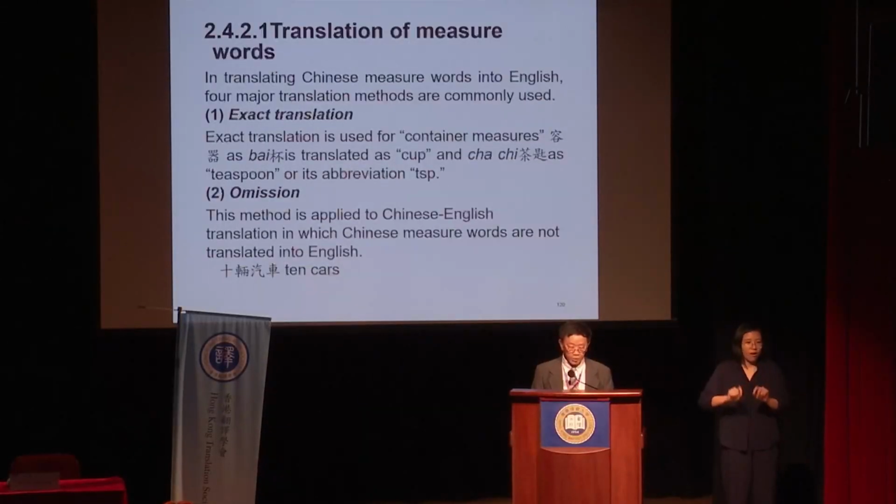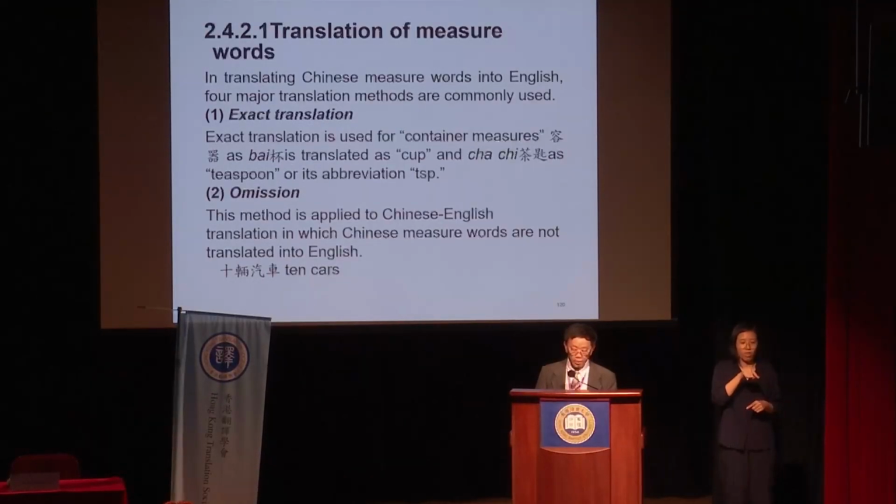So the way we translate measure words is to do firstly what we call exact translation. If we say this is 茶匙, we simply put it as teaspoon, or its abbreviation TSP.